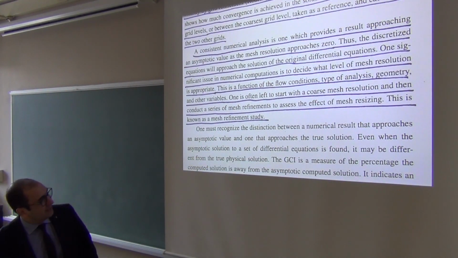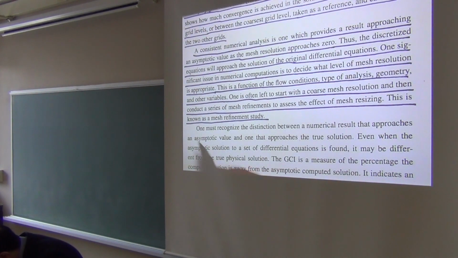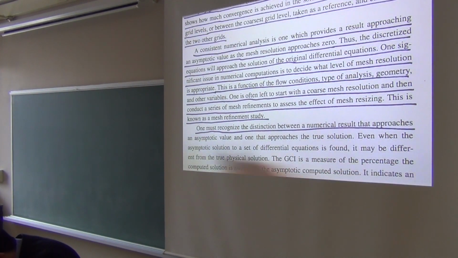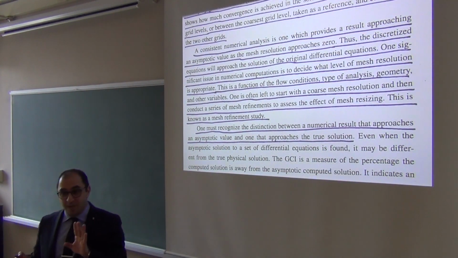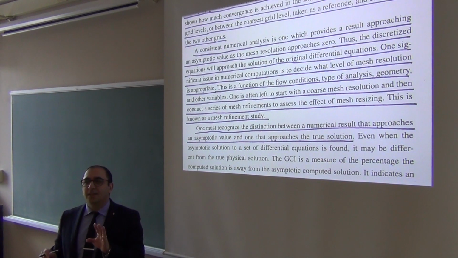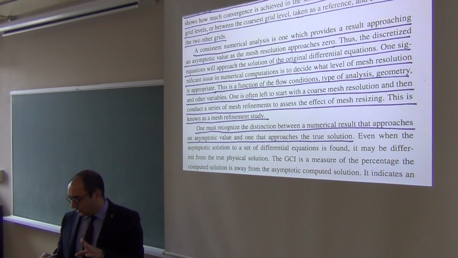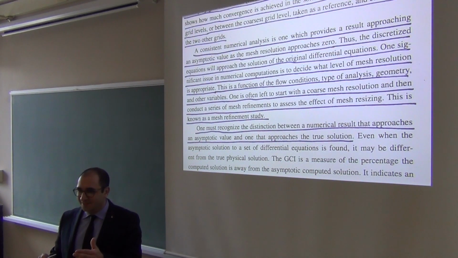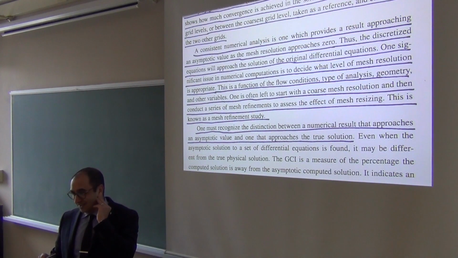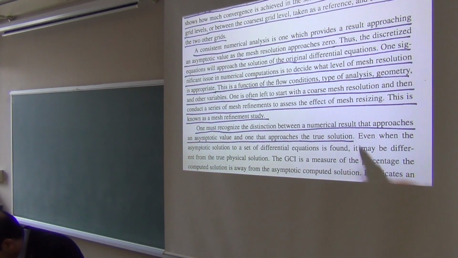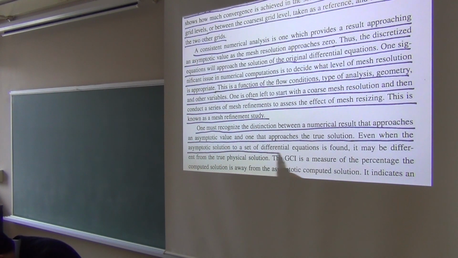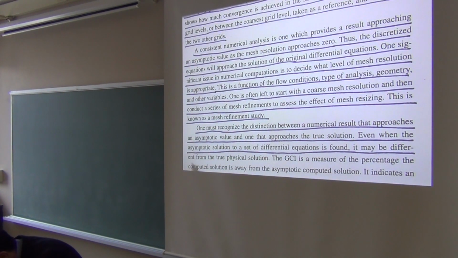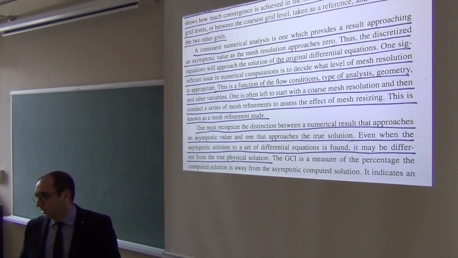One must recognize the distinction between a numerical result that approaches an asymptotic value and one that approaches the true solution. Remember, I'm not saying the asymptotic solution is the true solution. The asymptotic solution may be off from the true solution a little bit. So these are two different things. Even when the asymptotic solution to a set of differential equations is found, it may be different from the physical solution. So keep that in mind.